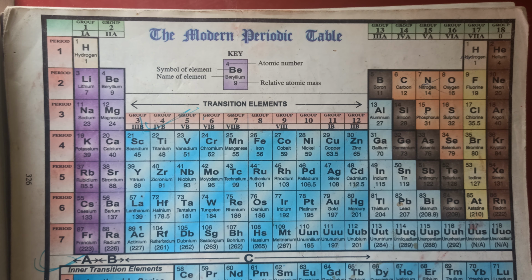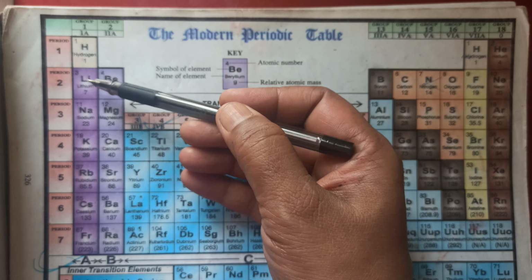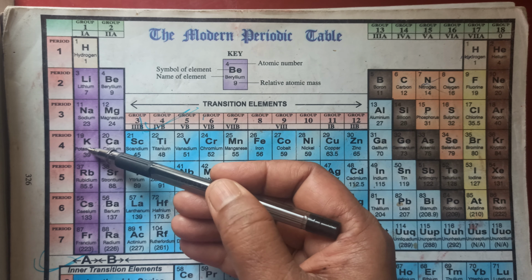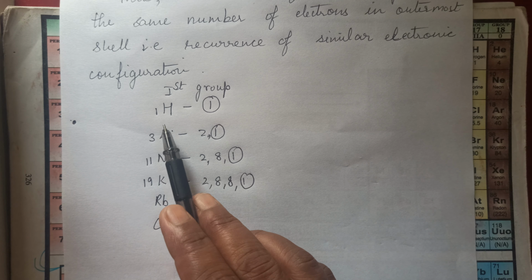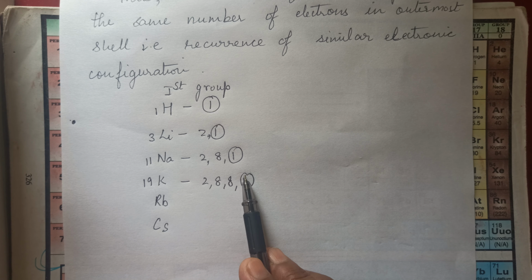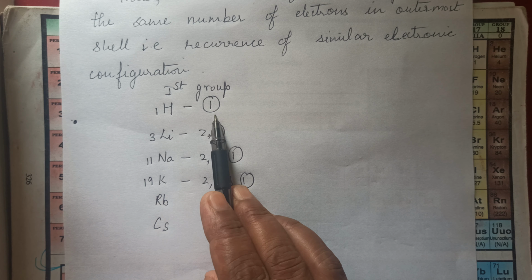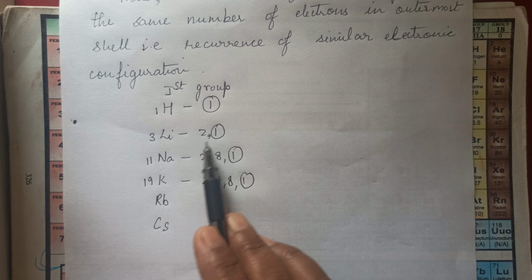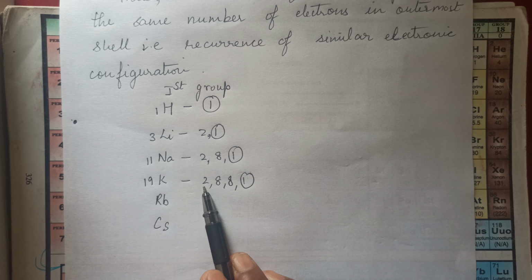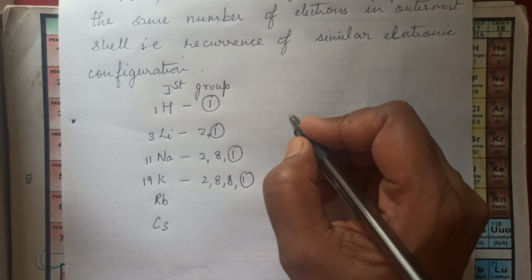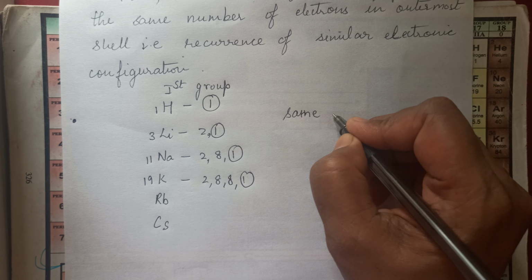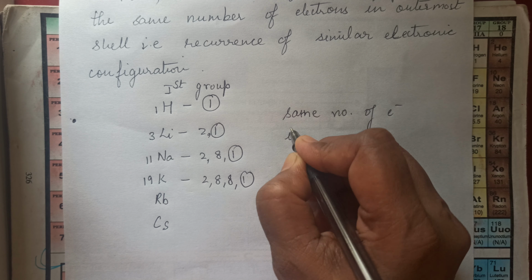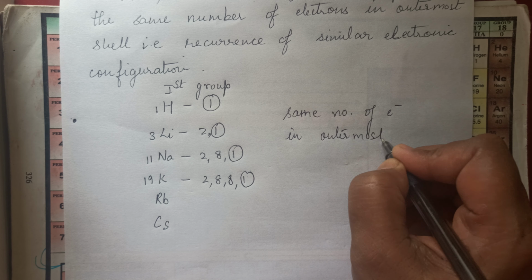And if you see the elements of the first group, we have hydrogen, lithium, sodium, potassium, rubidium, cesium and francium. So let us write down the electronic configuration of these first group elements. Hydrogen, atomic number 1, has 1 electron in its shell; lithium 2,1; sodium 2,8,1; potassium 2,8,8,1. One thing which is common is that they all have the same number of electrons in their outermost shell.